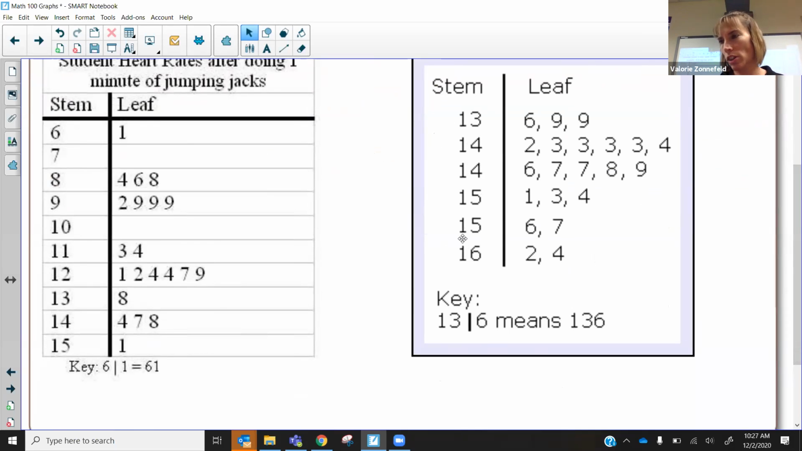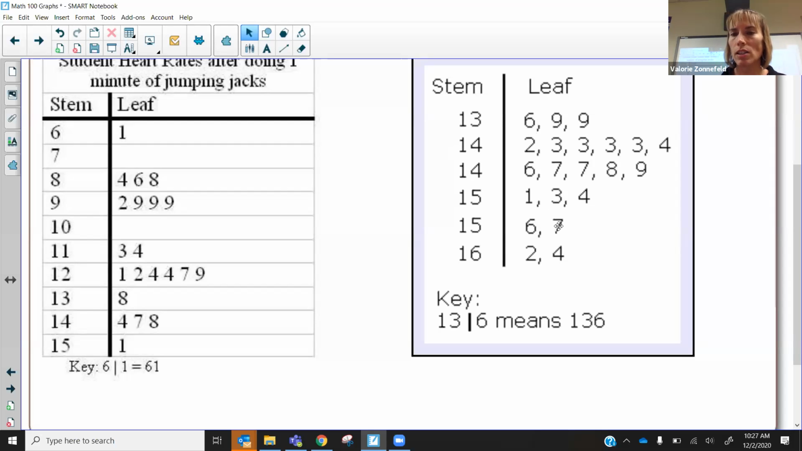The stem is your 13. And then I can see all the data. So if I look here in the leaf, that means that there was a piece of data that was 136 and 139 and another 139. And this was 142, 143, 143, 143, 143, 144.